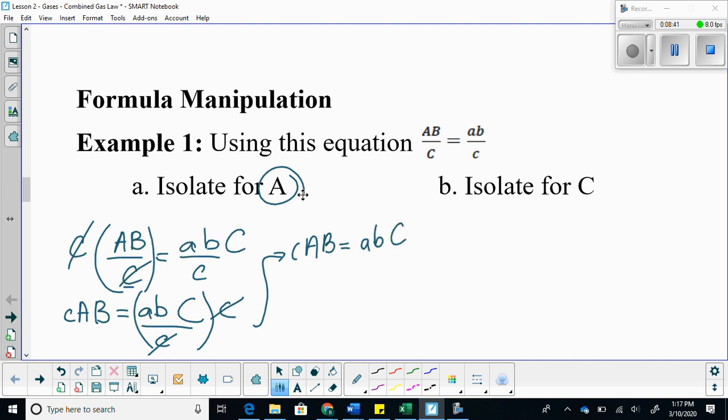We need to isolate for capital A, this guy right here. So what I'm going to do is divide both sides by C and B. C and B cancel out on this side. A is equal to AB capital C lowercase c over capital B.